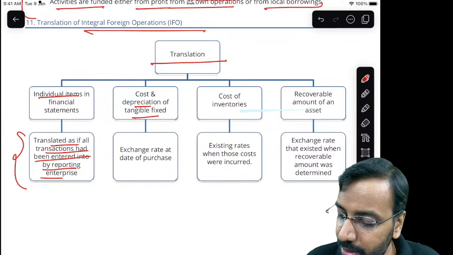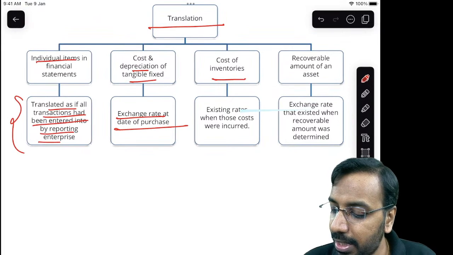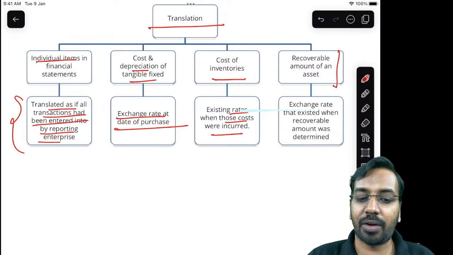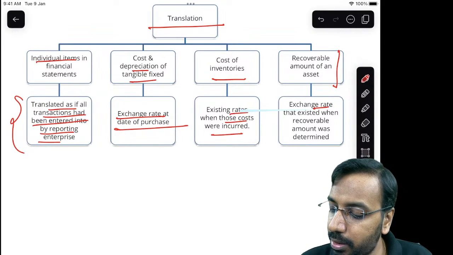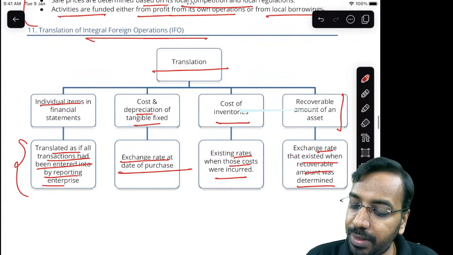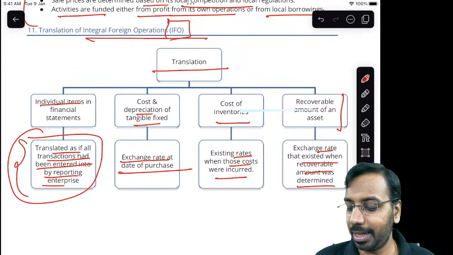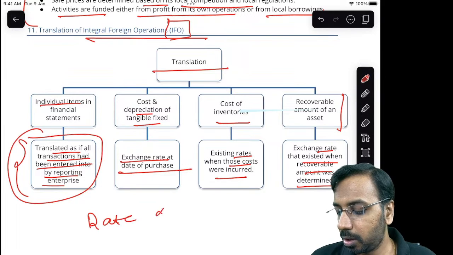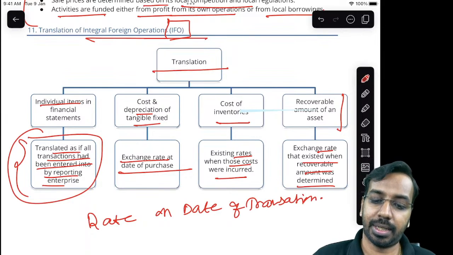For assets, exchange rate on the date of transaction, on the date of purchase. Inventory, as and when the costs were incurred. If you have to calculate any recoverable amount of an asset, for example inventory, exchange rate when the recoverable amount was determined. So if it is an integral foreign operation, you will translate all the items at the rate on the date of transaction. On that basis you will translate.